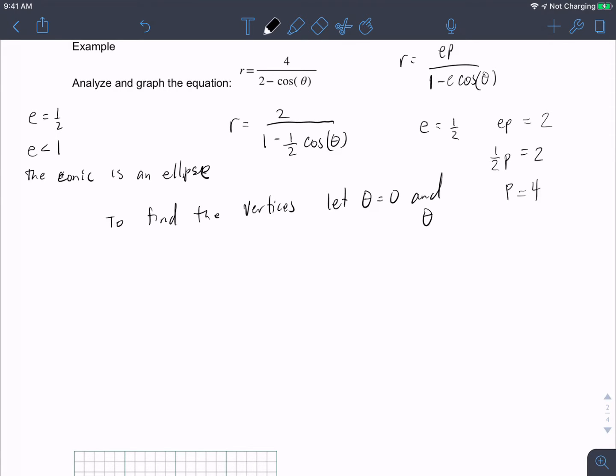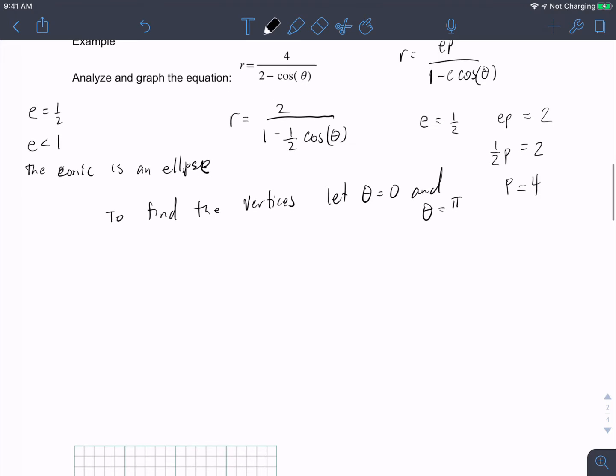And we're going to let theta equal pi. And so from here, finding these two values, let me do one of them. So r is equal to 2 over 1 minus 1/2, and then cosine of 0 is 1. And so that cleans up to be 2 over 1/2, or 4.